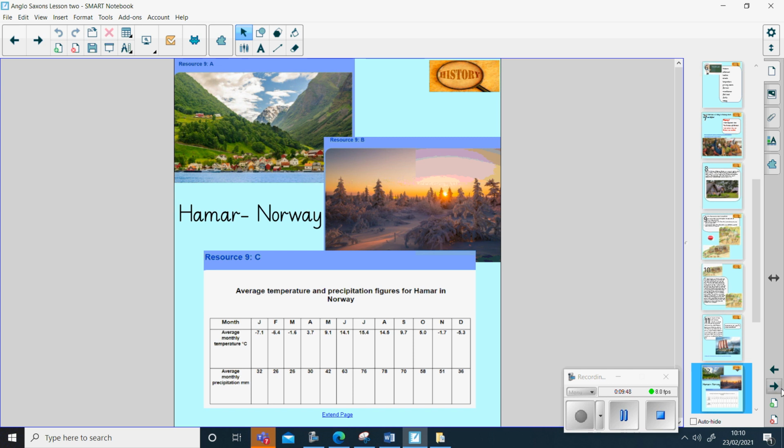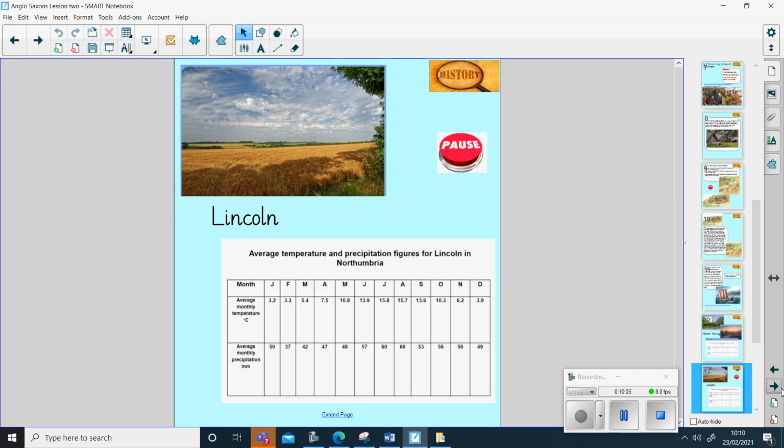Then the other information is about the average monthly precipitation, and precipitation is all about water that comes from the sky. So it might be rainfall, but then in the winter months it may well be snow, it may well be sleet and hail. I've also got for you the same type of information but for Lincoln, and Lincoln is in one of those 7 kingdoms of Northumbria. So again, you can see what the land was like from the photograph, and then you can see what the temperatures were like and the average precipitation.